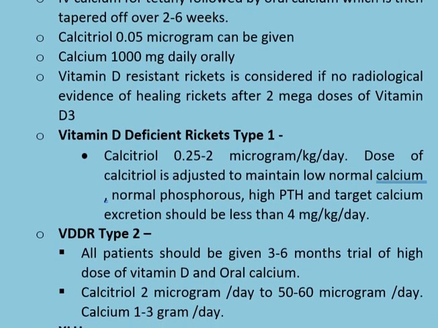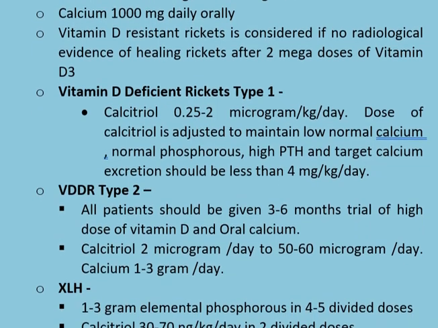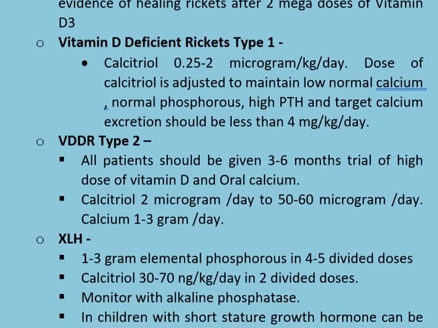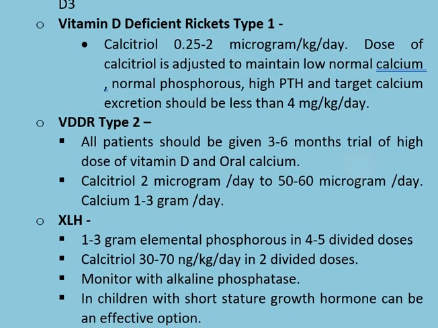In vitamin D dependent type 2 rickets, all patients should be given 3 to 6 month trials of high dose vitamin D and oral calcium. Calcitriol 2 microgram per day to 50 to 60 microgram per day. Calcium is given at 1 to 3 gram per day. In X-linked hypophosphatemic rickets, give 1 to 3 gram elemental phosphorus in 4 to 5 divided doses, and calcitriol 30 to 70 nanogram per kg per day in 2 to 3 divided doses.